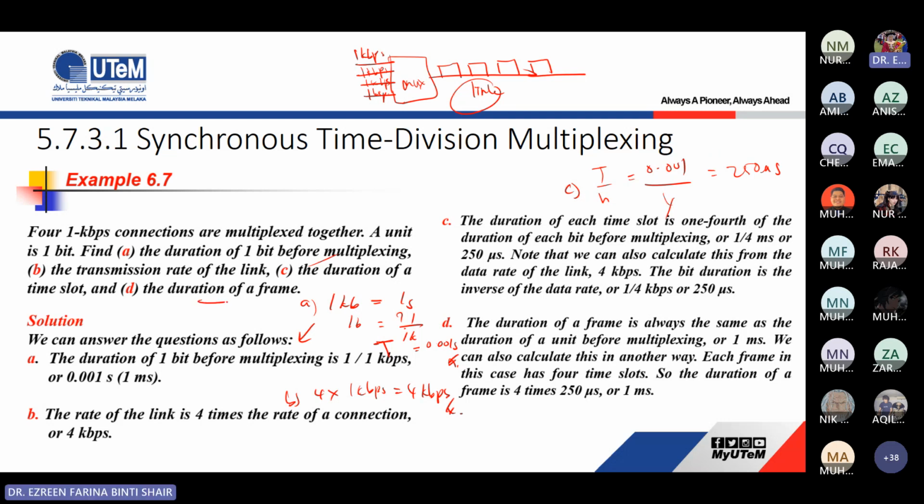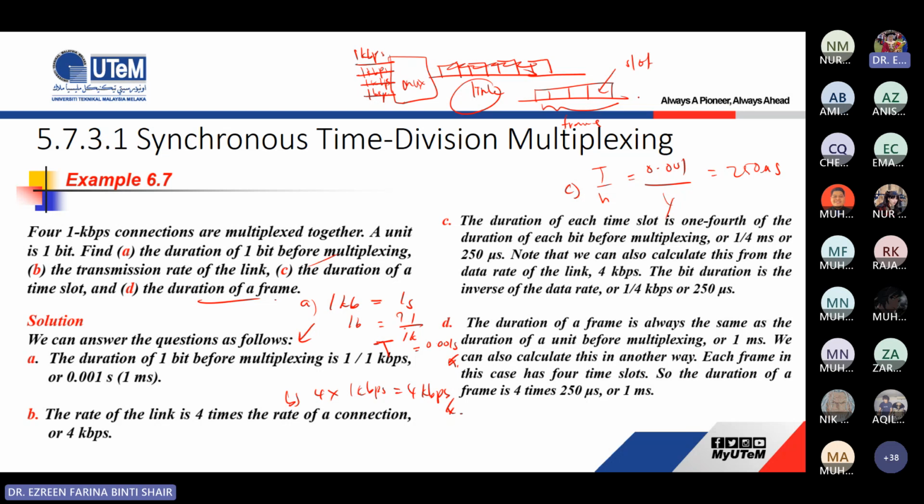And the last one is the duration of the frame. This one should be like this. We have 4, because this is not in terms of bits, we don't know the number of bits here. So it should be like this. This is one slot, and this is one frame.